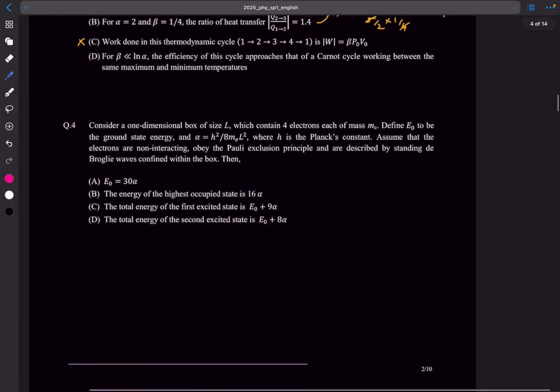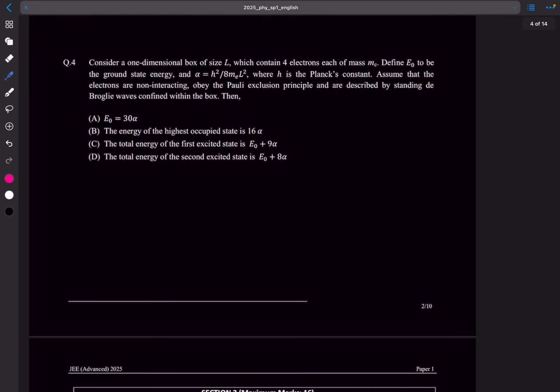Now in this problem, we have a 1D box of size L, which contains 4 electrons whose mass is m e. We are defining E naught as the ground state energy and alpha as this particular constant, and h is given to be Planck's constant. We have to assume that the electrons are non-interacting, obey the Pauli exclusion principle, and are described by standing de Broglie waves confined within the box. Then we have to comment on these 4 options.